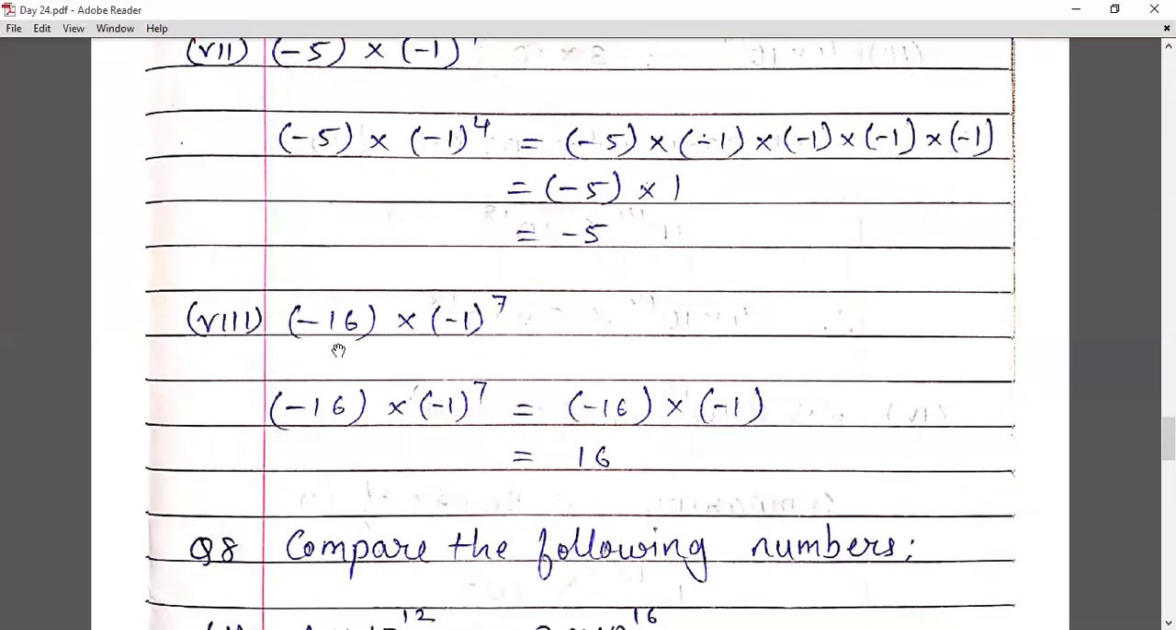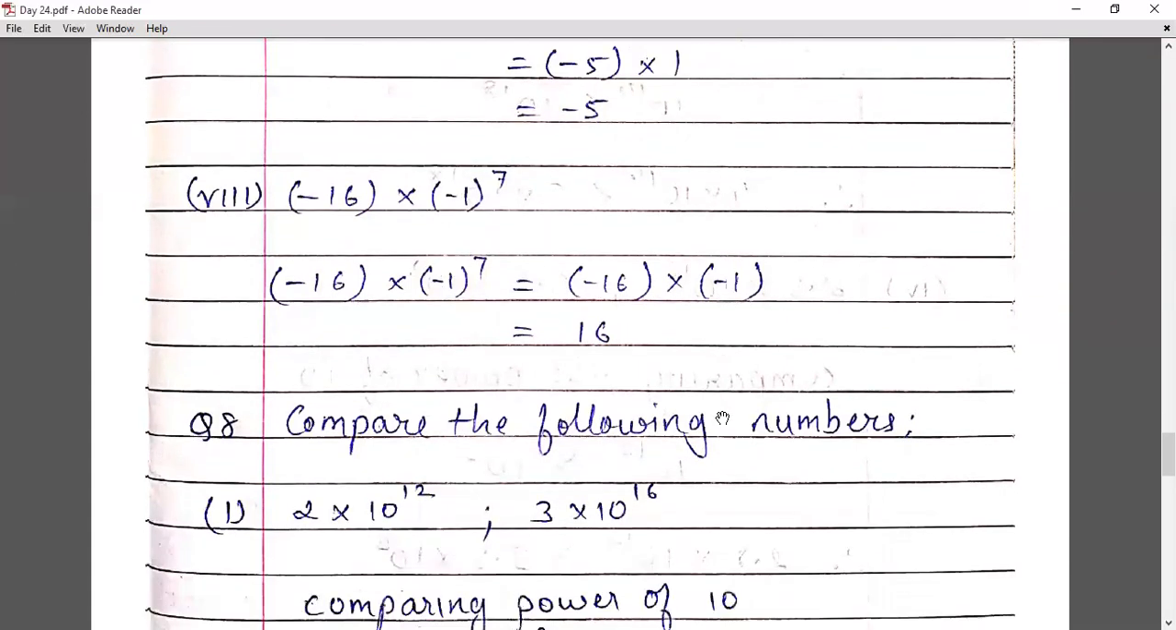Part 8 is minus 16 into minus 1 raised to 7. Here 7 is an odd number. So minus 1 will give you an answer as minus 1 only. Here an odd number of power with negative sign will have minus in the answer. Minus 16 into minus 1 will be 16. Minus minus will give you plus.